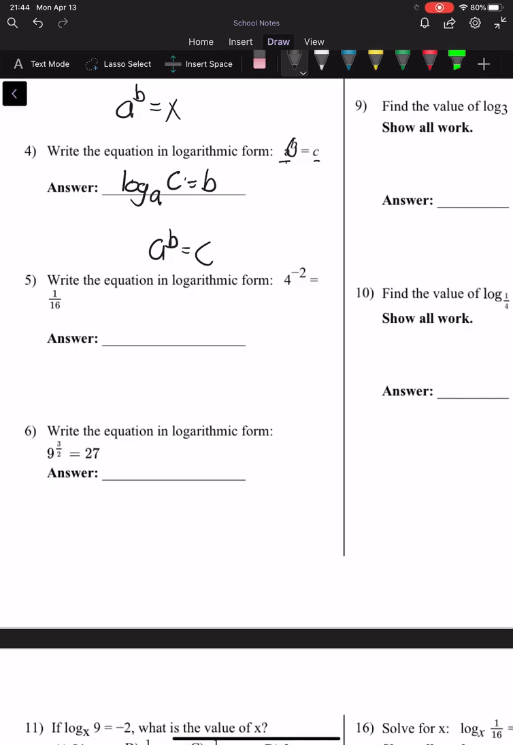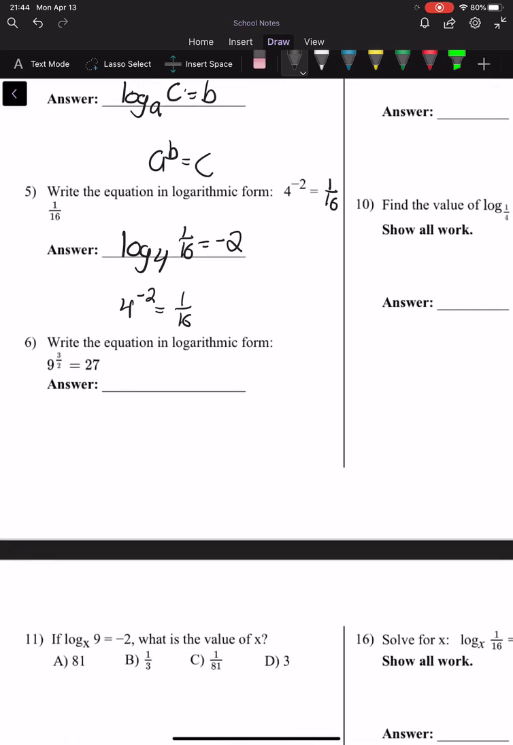Number 5, same thing. I'm just going to move the 1/16 to over here. So we'll have log base 4 of 1/16 equals -2. And if we checked our work, we have 4 to the -2 equals 1/16, which is true.